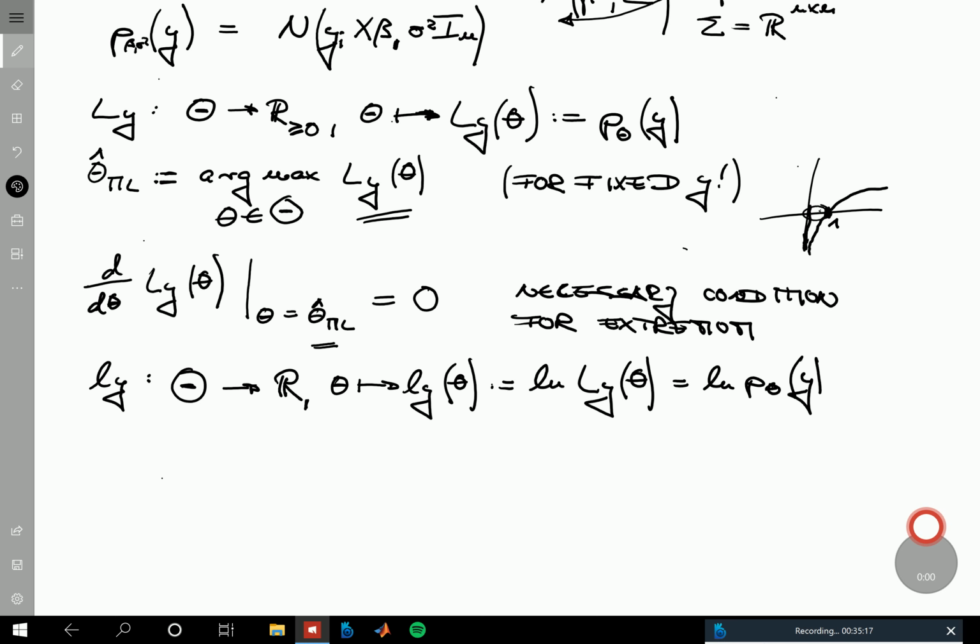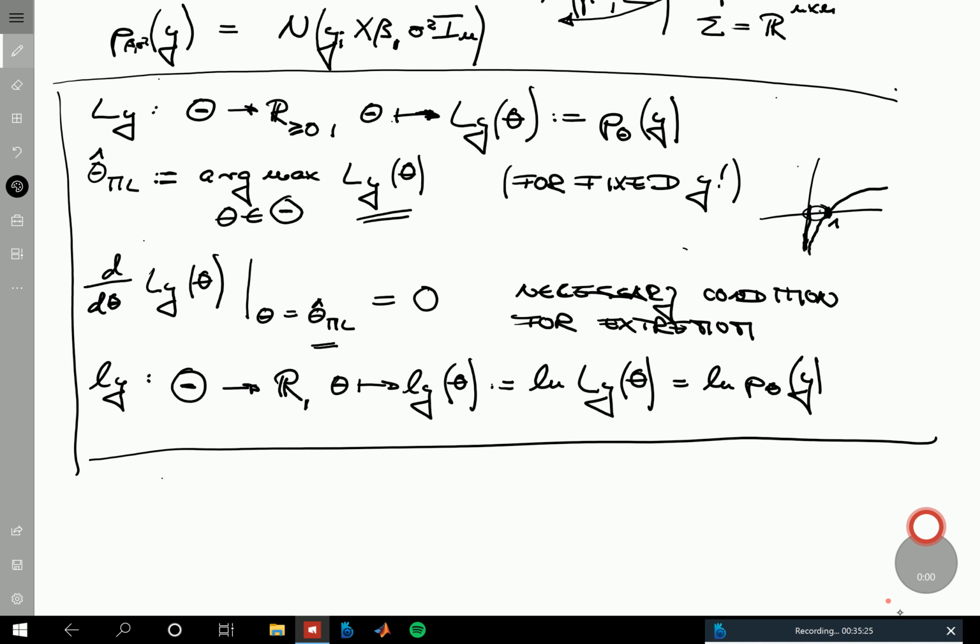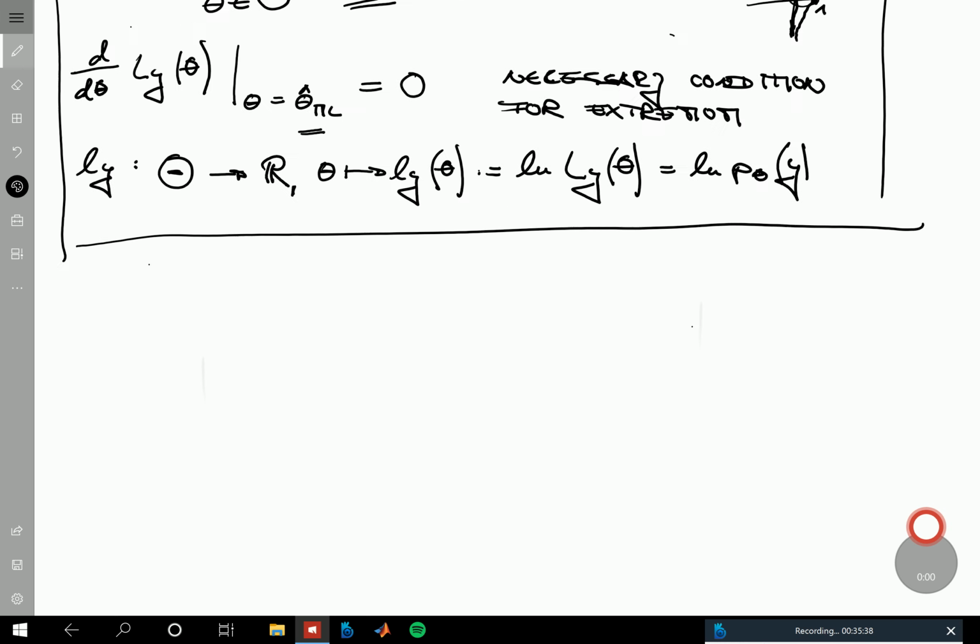Good, so these are the abstract concepts. That's abstract maximum likelihood estimation. And now let's have a look at the case for the GLM. So let's first write down the GLM likelihood function. Because we want to use this, of course, to get parameter estimates for our model.